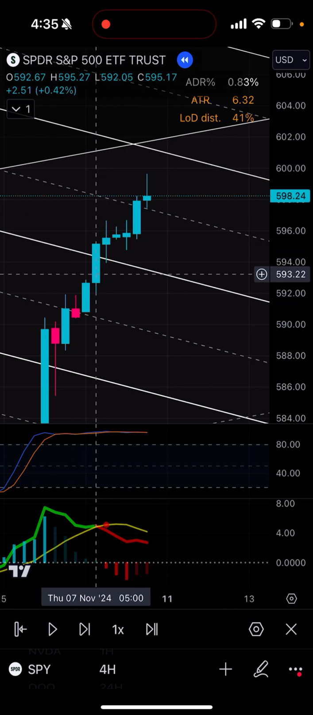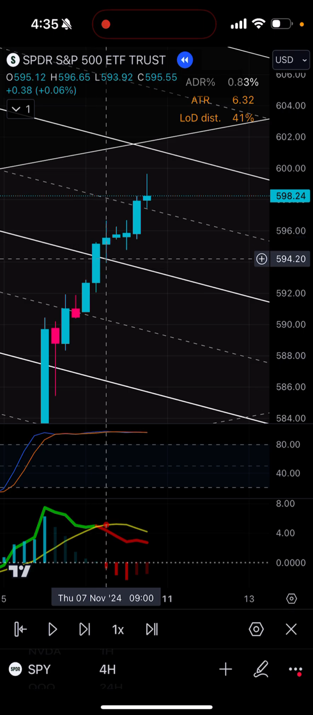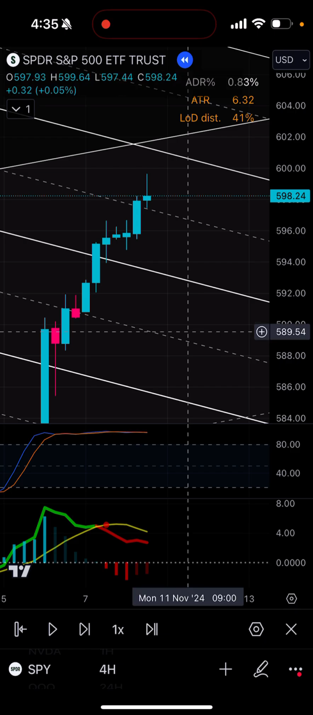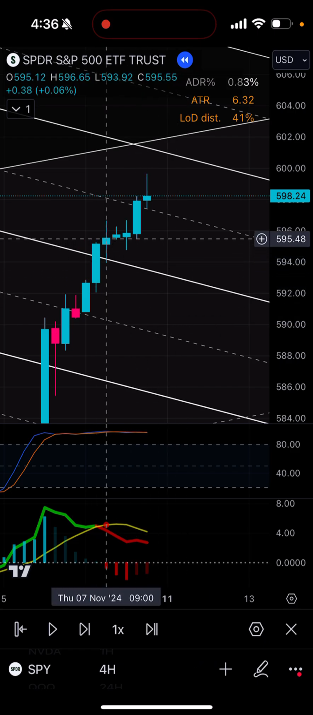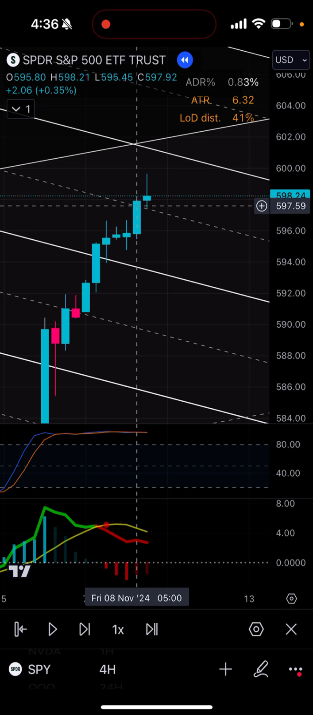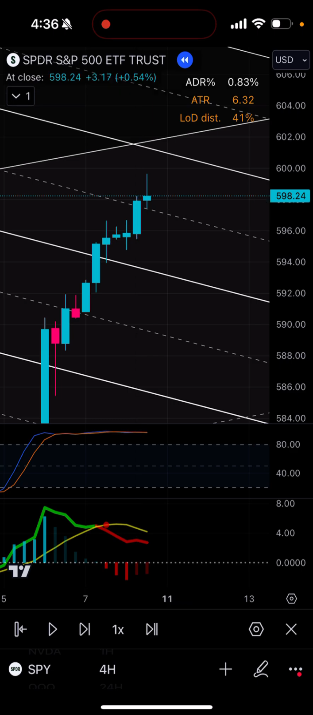This is a new channel. You're breaking in this candle, you're breaking to the upside, so you're already bullish. And the next candle that you have, you actually came down, retested, and you already closed above. So in this instance, you would actually take the long right here at 595, and you are looking to get out at mid channel, which is 597.